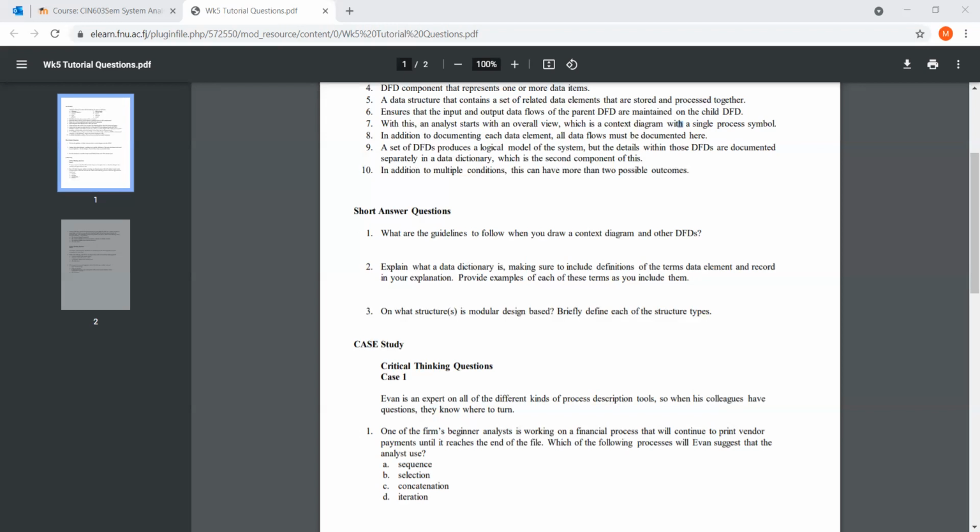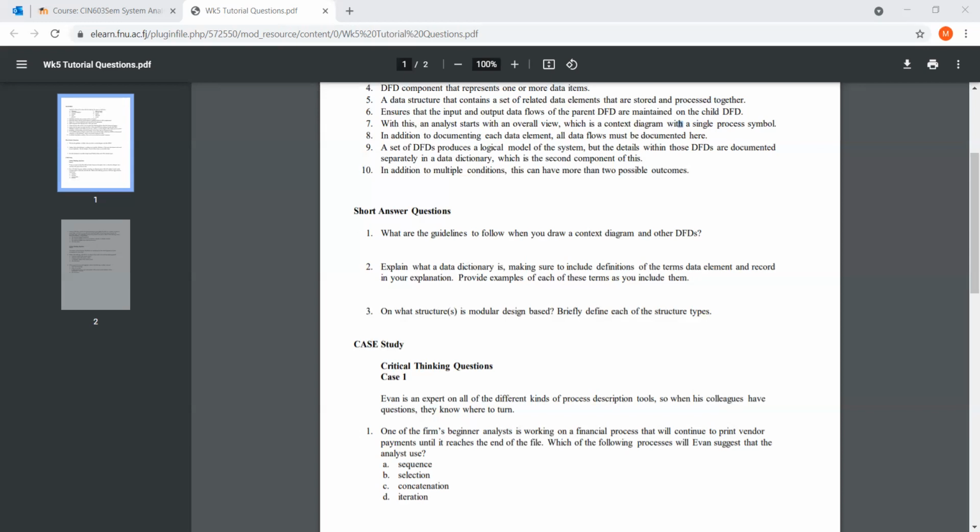Point number 3, use unique names within each set of symbols. Point number 4, do not cross lines. One way to achieve that goal is to restrict the number of symbols in any DFD. I hope that you managed to get that. Now, another point, can you add another point there, is to provide unique names.